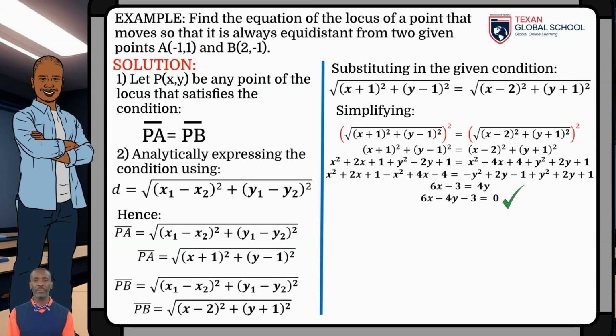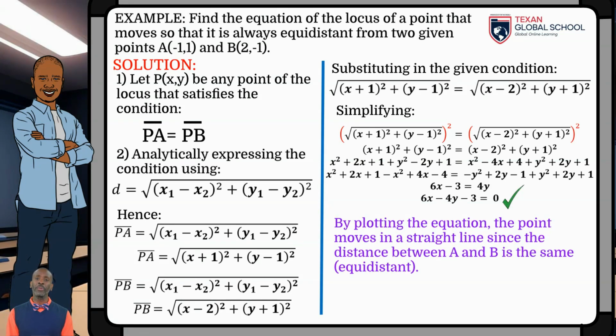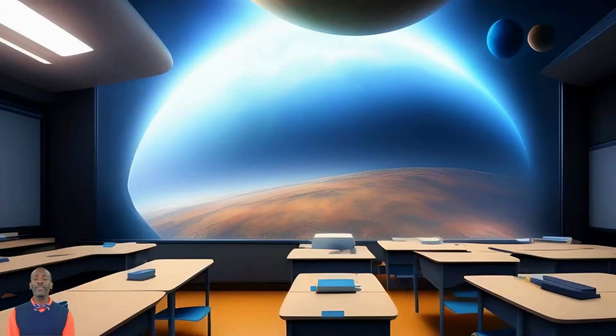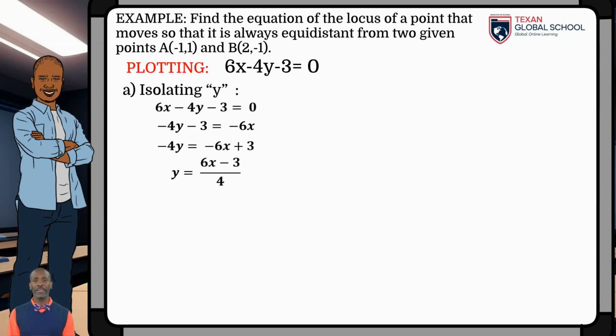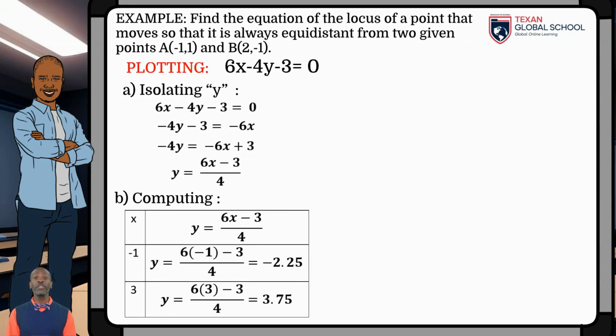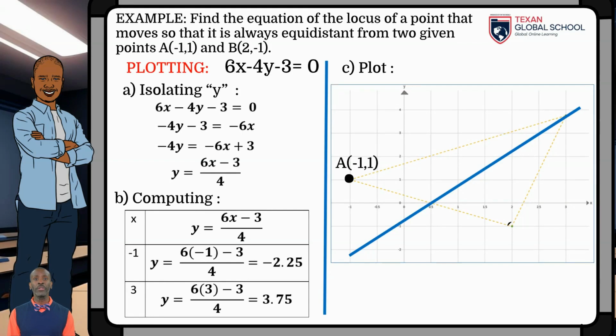Analytically expressing the condition, use the distance formula between 2 points, seen in previous classes, and apply it to each segment. By substituting in the given condition, expand and simplify. In this way, results the equation in which the point moves in a straight line, given that the distance between A and B is the same, equidistant. If we plot the equation, we can see the behavior more clearly. Isolate y first, and then propose 2 points to make the tabulation, since it is a line. In this way, the point P moves in a straight line, maintaining the same distance between points A and B.